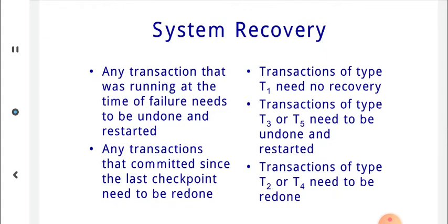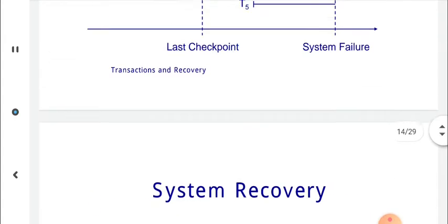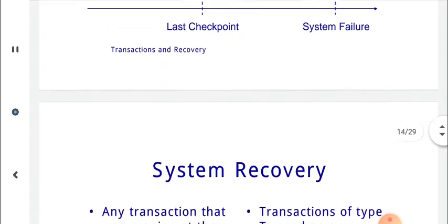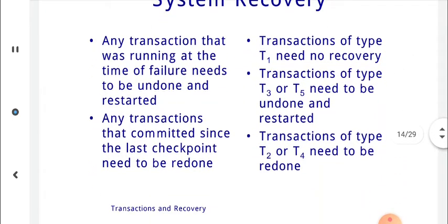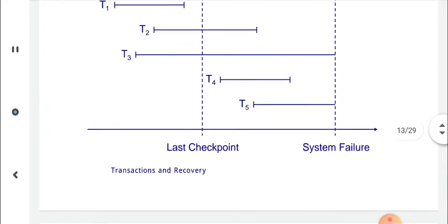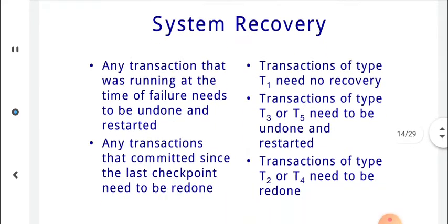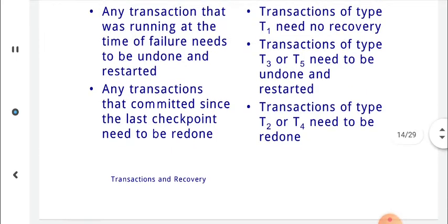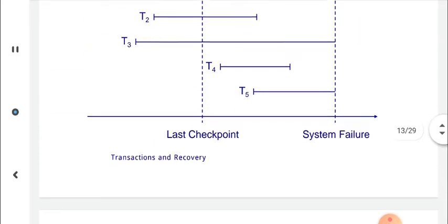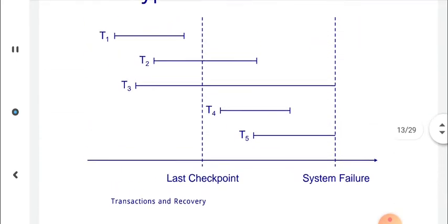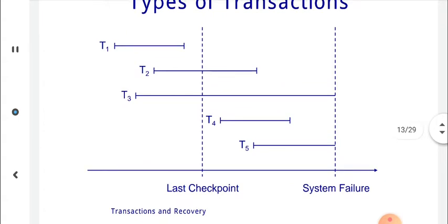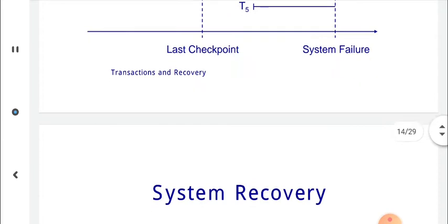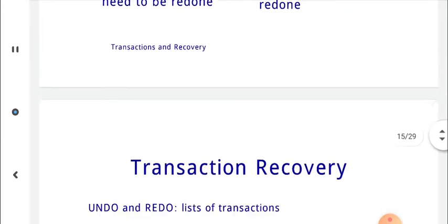Transaction of type T1, you see, needs no recovery. Why? T1 is already finished. And then transactions of type T3 and T5 need to be undone and restarted. See, T3 and T5 need to be undone and restarted. And transactions of type T2 and T4, you can understand these to be redone, right? Because these were running and we have no choice other than doing it again.